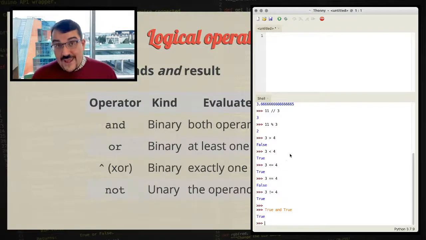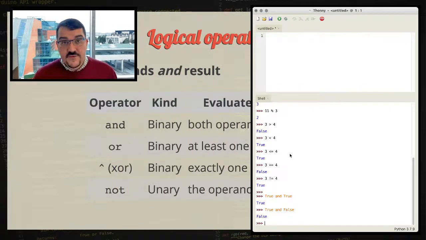So true and true is true. True and false is false. If I say two things need to happen, this has to happen and that has to happen. If either of them doesn't happen, then the thing doesn't happen. So and evaluates to true if both operands are true. Or evaluates to true if at least one of the operands is true.